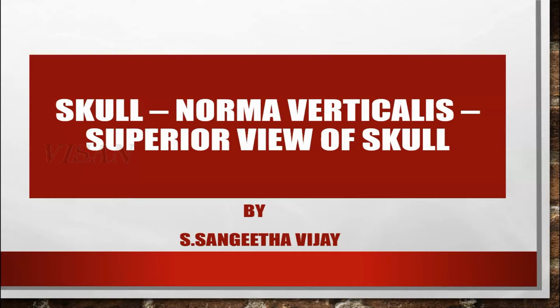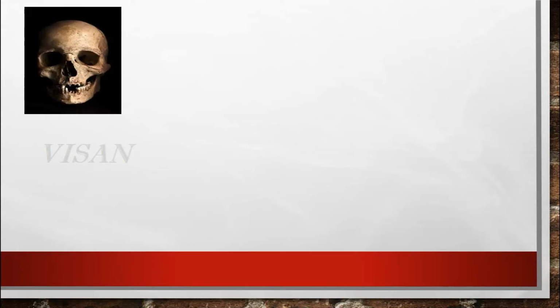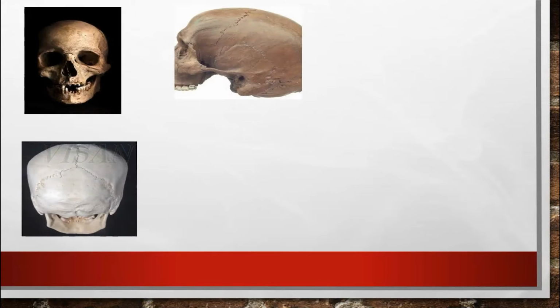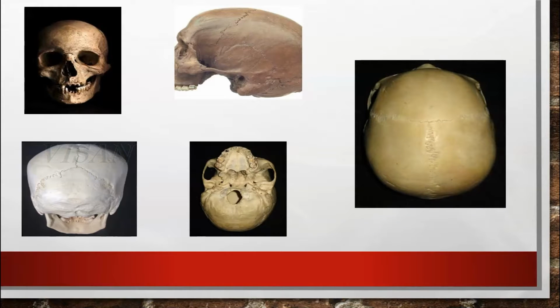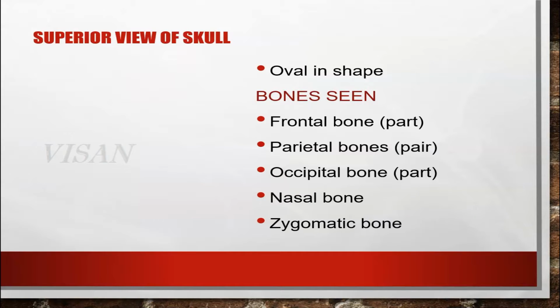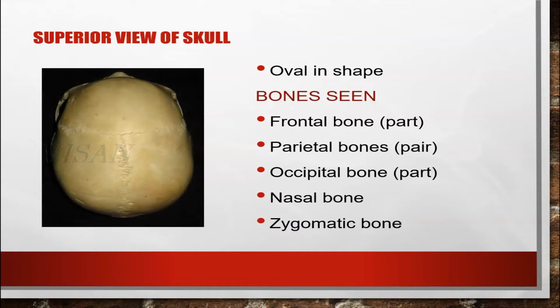Today we are going to learn about skull norma verticalis. The skull can be viewed from the anterior aspect, posterior aspect, lateral aspect, inferior aspect as well as from the superior aspect. The superior aspect of the skull is called norma verticalis. Norma means view. Verticalis is the superior view of the skull in the vertical plane. The outline of norma verticalis is oval in shape.